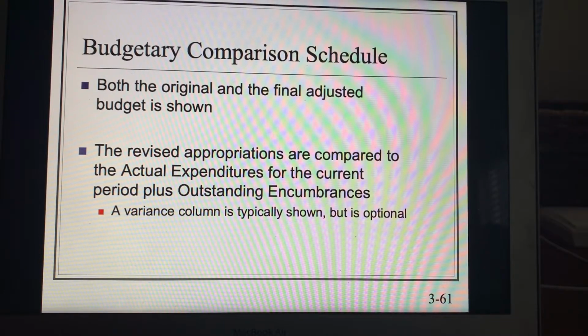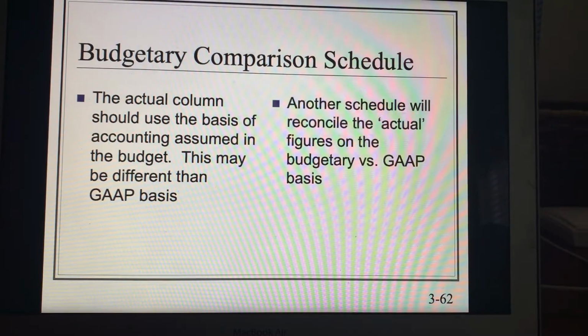Budgetary comparison schedule: both the original and the final adjusted budget are shown. The revised appropriations are compared to the actual expenditures for the current period plus outstanding encumbrances. A variance column is typically shown, but it is optional. The actual column should use the basis of accounting assumed in the budget. This may be different than GAAP basis. Another schedule will reconcile the actual figures on the budget versus GAAP basis.